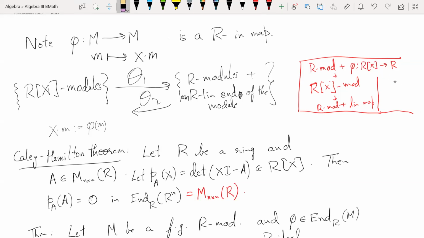So this collection, you are saying some equivalence? Yes, sir. Hom_R(R[x], R) — this R-module plus phi: R[x] → R will be the same as Hom(R[x], R).